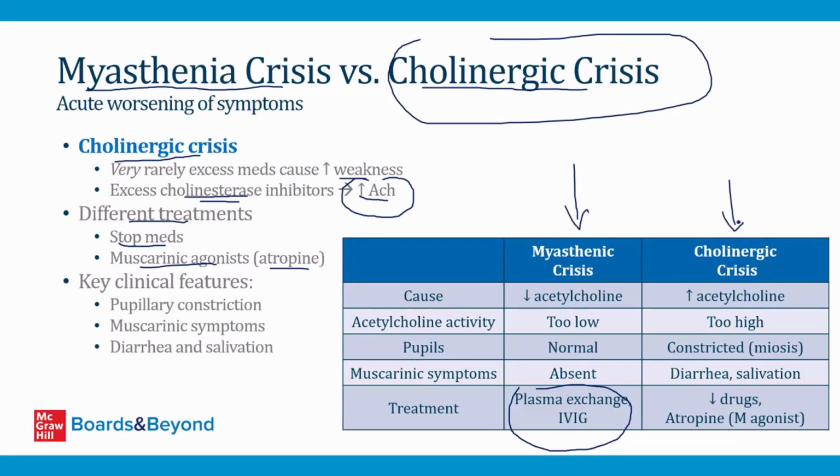And remember what I said, in actual practice, when patients with myasthenia gravis develop acute onset of weakness, it's almost always a myasthenic crisis. But especially for board exams, you need to be aware of the phenomenon of a cholinergic crisis triggered by the meds used to treat myasthenia.